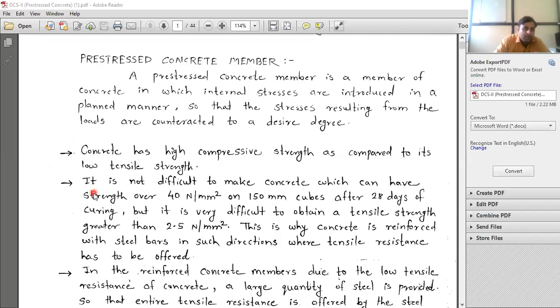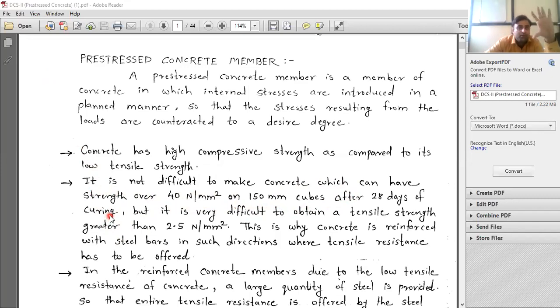Second point, here now you can see. It is not difficult to make a concrete which can have a strength over 40 Newton per mm square on 150 mm cubes after 28 days of curing. So we can achieve a compressive strength over 40 Newton per mm square after 28 days curing.